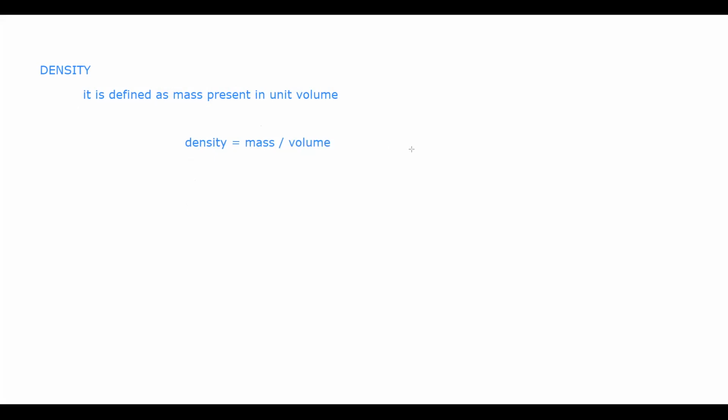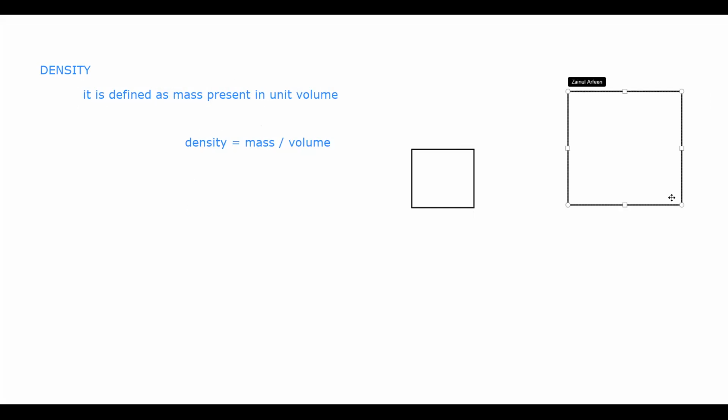So if I say you have two different objects, they have different masses. This is 3 kilogram. This one is 6 kilogram. The volume of this object is 2 meter cube. Volume of this object is 10 meter cube. Which object is having higher density? So density means mass present in a specific volume, unit volume. So which of them is having a greater mass in a unit volume or 1 meter cube volume? So when I find the density, density is mass over volume.